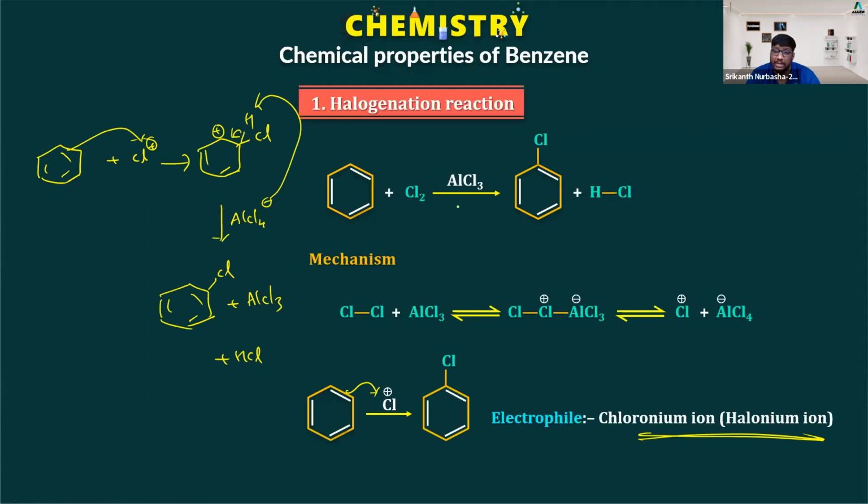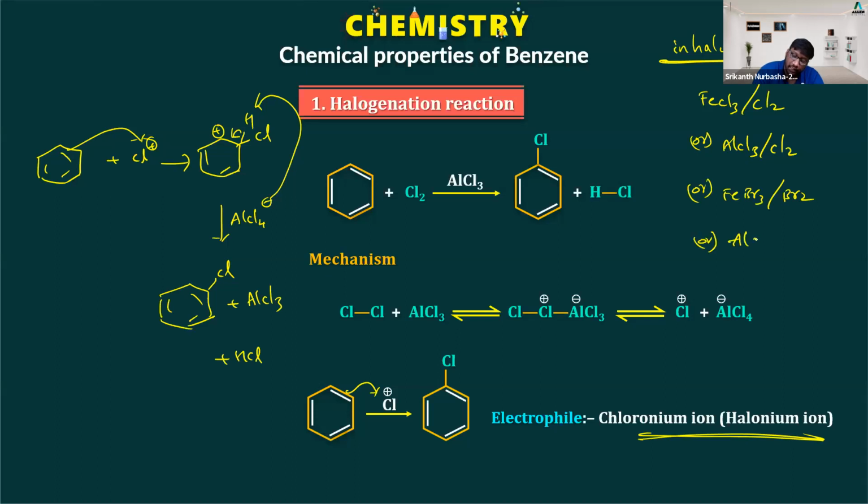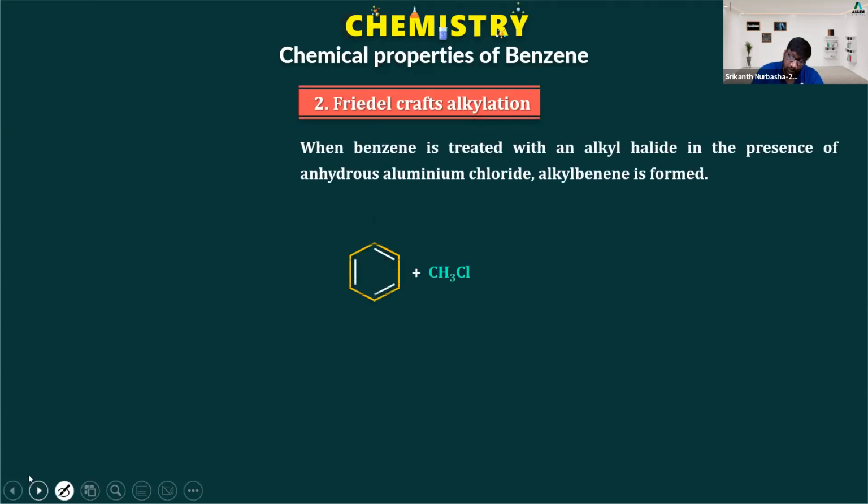In halogenation, can I use FeBr3, FeCl3? In halogenation, FeCl3 in the presence of Cl2, or AlCl3 in the presence of Cl2, or FeBr3 in the presence of Br2, or AlBr3 in the presence of Br2 can be used. But in Friedel-Crafts alkylation, what do you have to use? Anhydrous aluminum chloride only. When benzene is treated with alkyl halide in the presence of anhydrous aluminum chloride, alkyl benzene is formed.